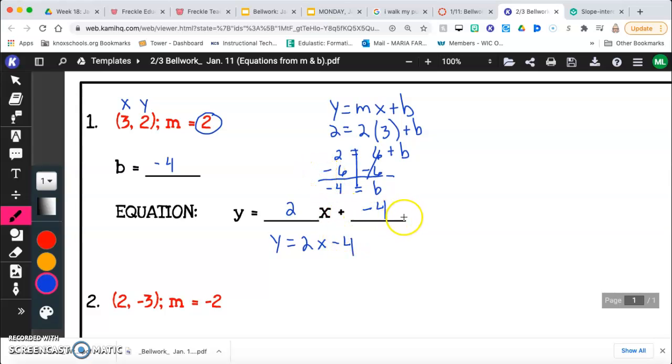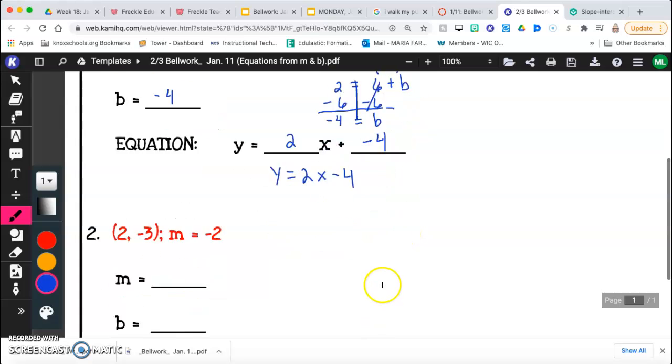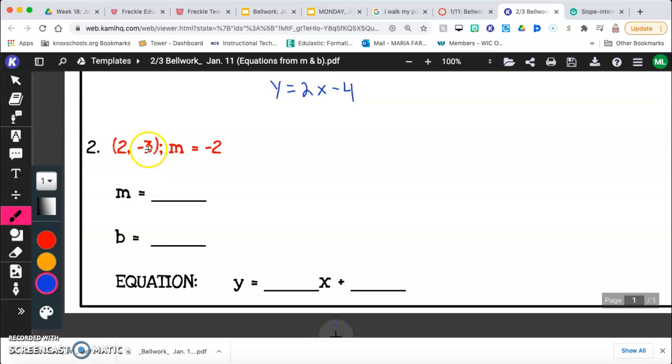All right, this is what you're going to be asked to do today, so if you have questions, you're going to ask while I'm going over this. Okay, this is what's on your quick check. Second one, it's the same thing. We have an ordered pair and we have the slope. Remember that your ordered pair always has an x and a y. This time your slope is negative.